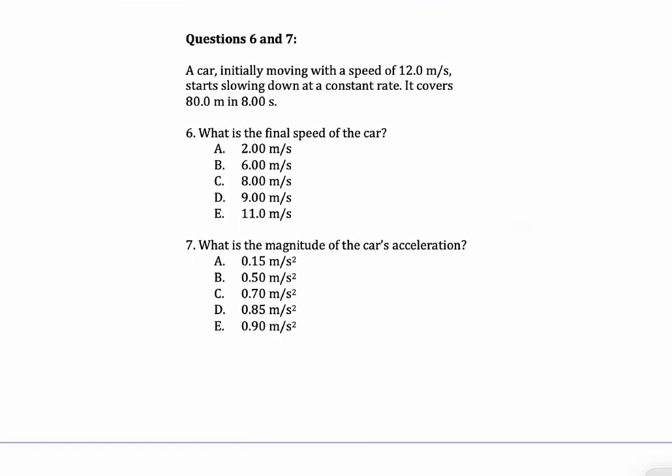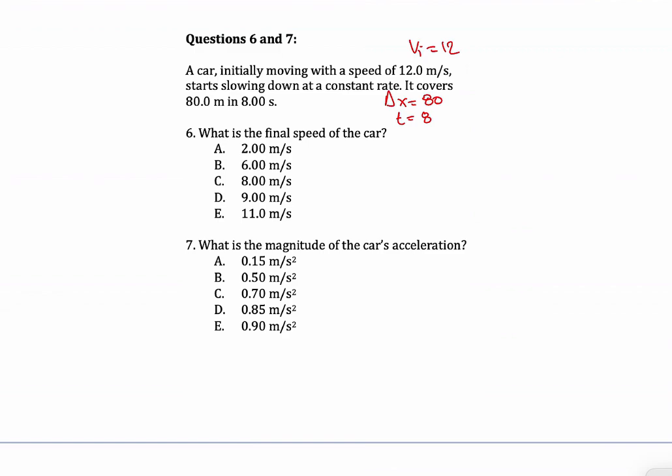We can continue with one more question about motion with constant acceleration. We know the initial speed is 12. We know that the car is slowing down. We know that the distance is 80 meters and the time is 8 seconds. And from this we need to find the final speed and the acceleration.